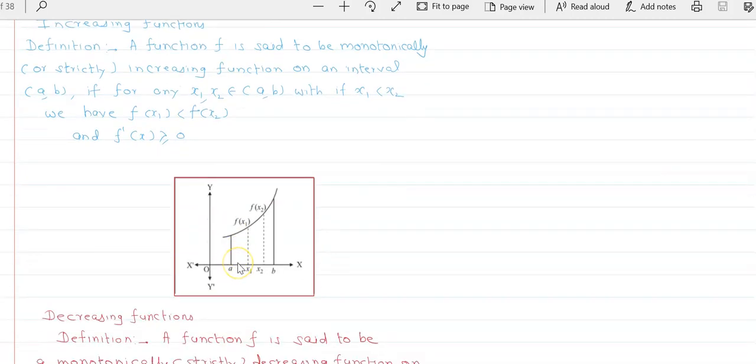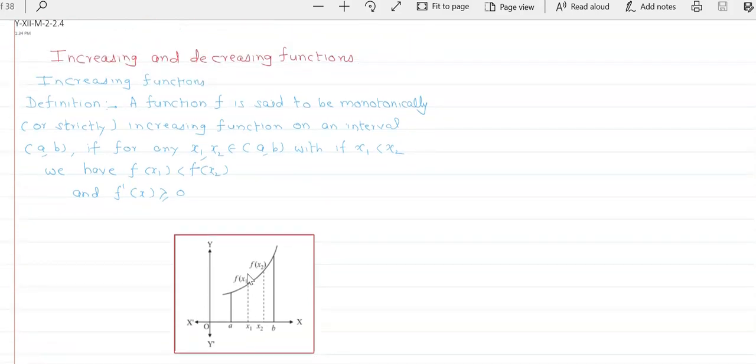Now in this figure, this is the curve, and these are the values of x1 and x2. The value of f of x2 is greater than f of x1, and x2 is also greater than x1, so the given function is an increasing function.